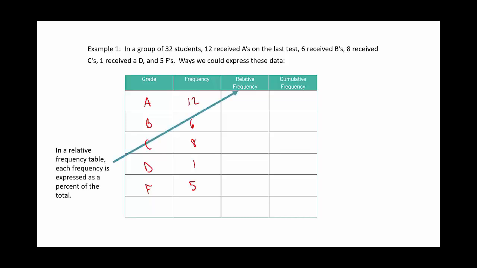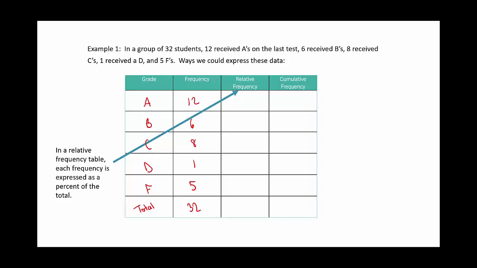Then we have the relative frequency. So remember what the total was. The total was 32. So I'm going to put the totals here, and this should add up to 32. So we can check my math and make sure the number of students matches the number of students given. 12 plus 6 is 18, plus 8 is 26, plus 1 is 27, plus 5 is 32. That works out.